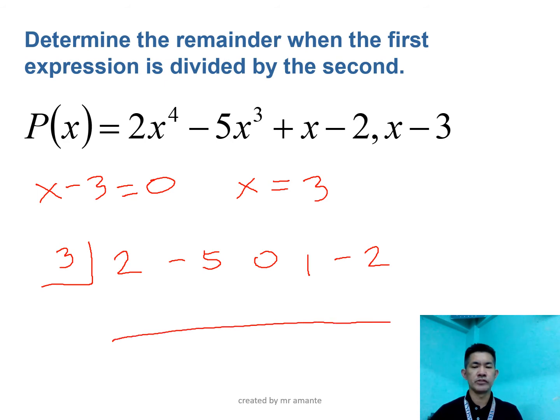Bring down the leading numerical coefficient 2. Multiply that by 3. We have 6. Negative 5 plus 6, positive 1. 1 times 3, 3. 0 plus 3, 3. 3 times 3, 9. 1 plus 9, 10. 10 times 3, 30. Add negative 2, positive 30, you have 28. And that is the remainder.